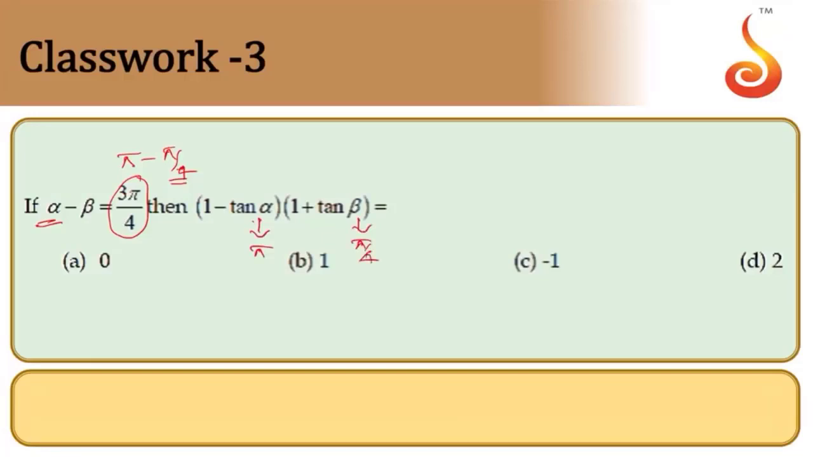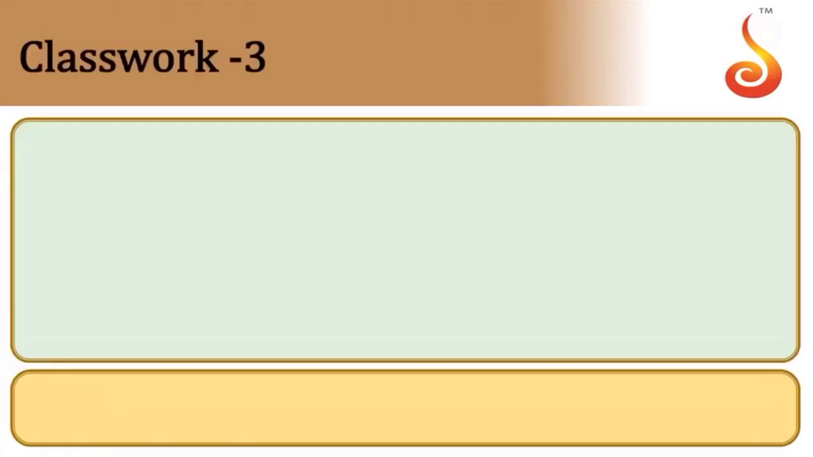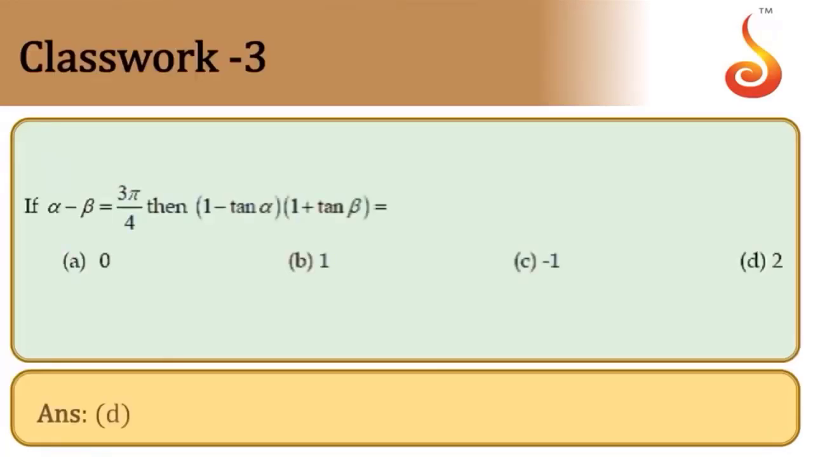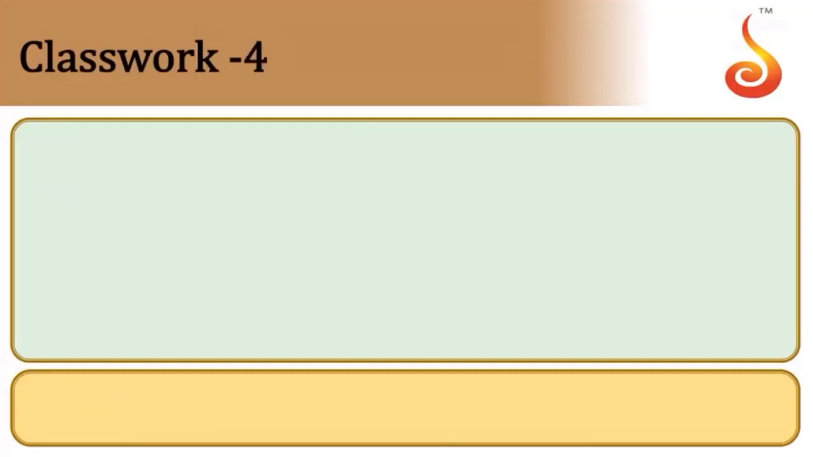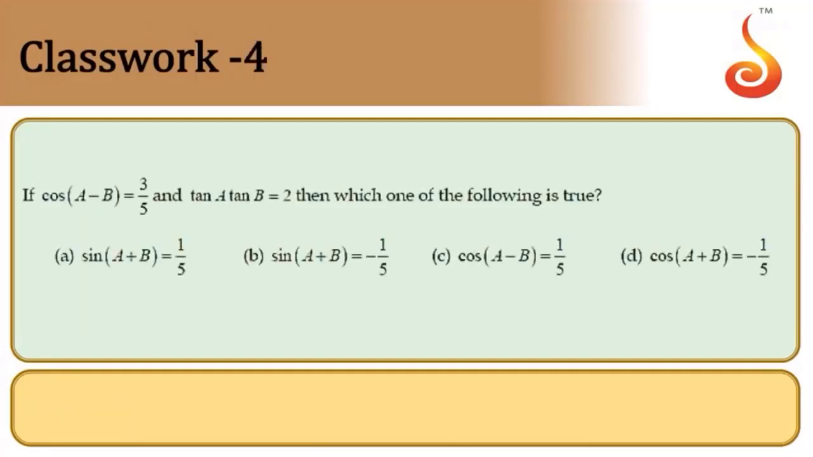So tan pi is nothing but 0. Therefore this will become 1 minus 0 multiplied by 1 plus 1, which is 2. So the answer is equal to 2. For this problem, the answer is 2. Let's come to the next example.